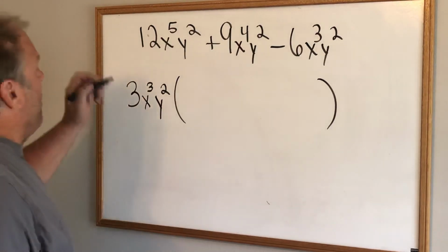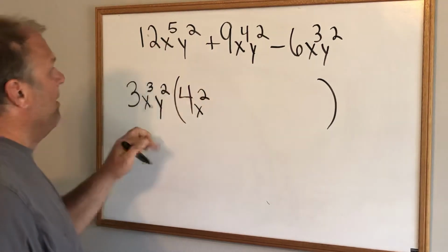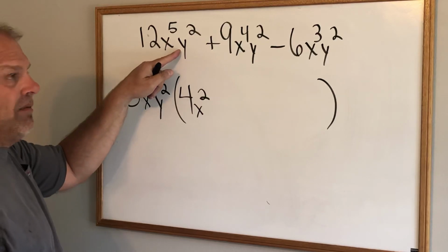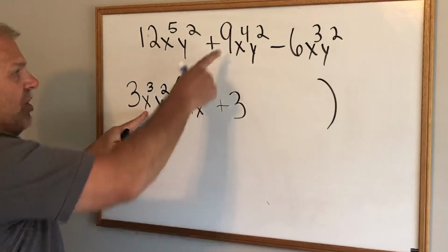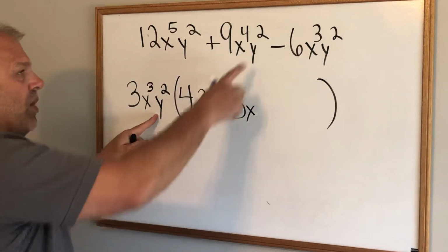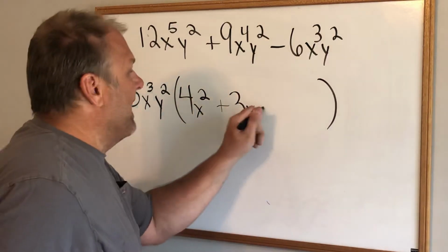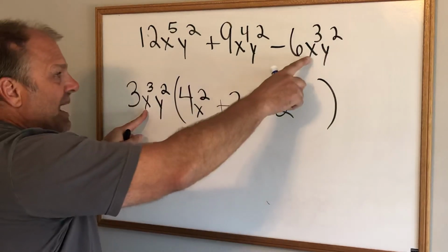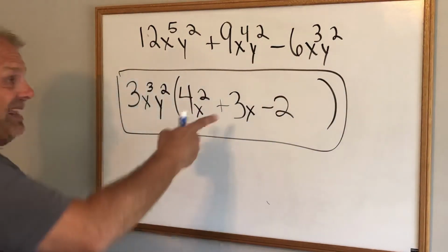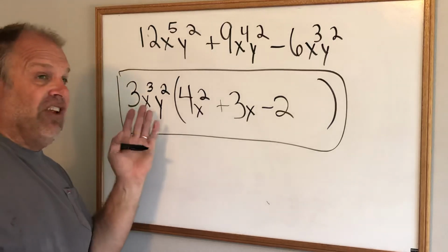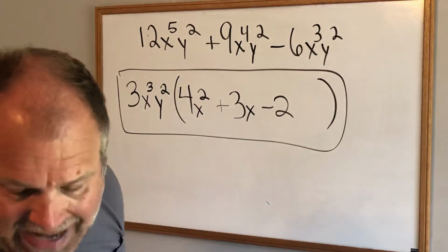All right. So, what times 3 gets me 12? 4. What times x cubed gets me x to the 5th? X squared. What times y squared gets me y squared? Nothing. Okay. What times 3 gets me 9? A positive 3. What times x cubed gets me x to the 4th? An x. What times y squared gets me y squared? Nothing. Moving on. What times 3 gets me negative 6? A negative 2. What times x cubed gets me x cubed? Nothing. What times y squared gets me y squared? Nothing. There it is. Did you get that? 3x cubed y squared is the GCF times 4x squared plus 3x minus 2. Hopefully you got that. All right, last one.